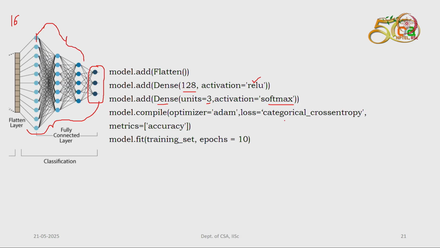And what is the loss function? Because it is a multi-class classification, we are using categorical cross entropy. Then what is the optimizer? Once you get the output, there will be a loss, you need to backpropagate and update the weights, so we require an optimizer. Since it is a classification problem, the metric that we are using here is accuracy. And then we will train the model.